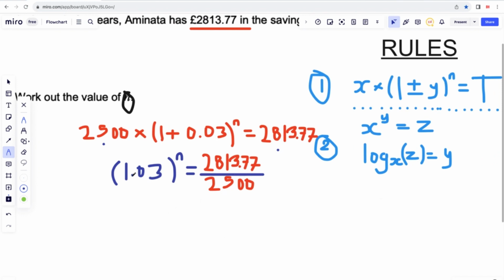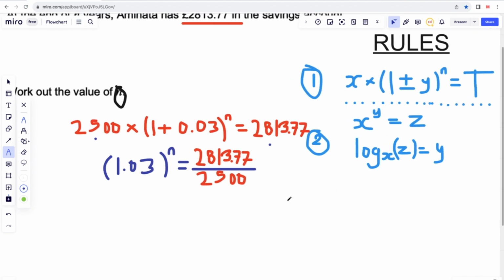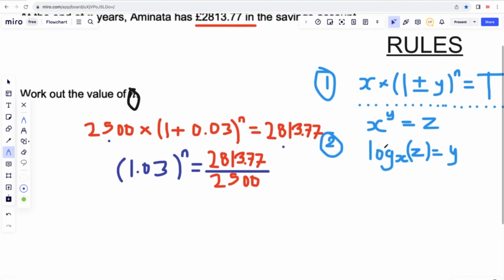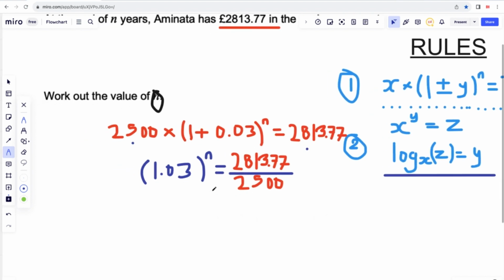Okay, so now we're going to be using the second rule, which is using logs. Now I know in GCSEs, I don't think you're onto logs yet. I think that'll be left for A levels, but it's much easier if you know this. You could alternatively try trial and error, because of course the number of years will always be 1, 2, 3 or 4. It won't be 4.5 or 4.6. But I suggest you use log because it's much faster.